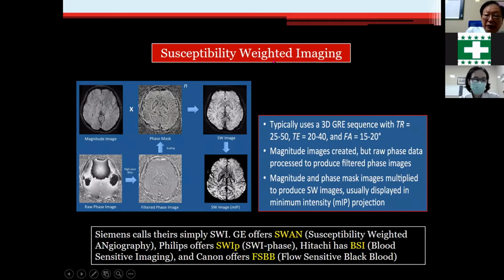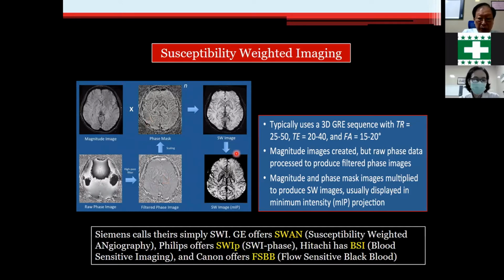SWI is basically post processing, using an algorithm that combines the magnitude image and the phase image. Then you need to see the minimal intensity projection, the MIP image. The other sequence gives the raw image and the filtered phase image.